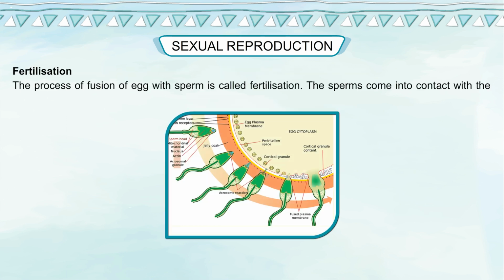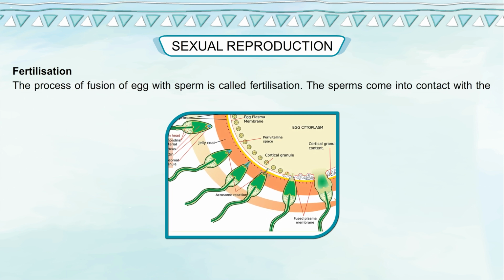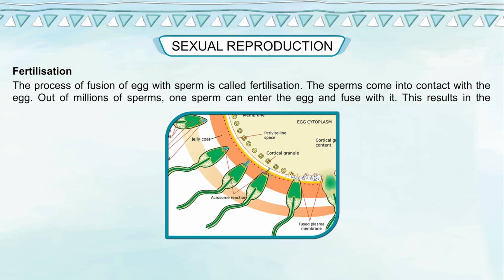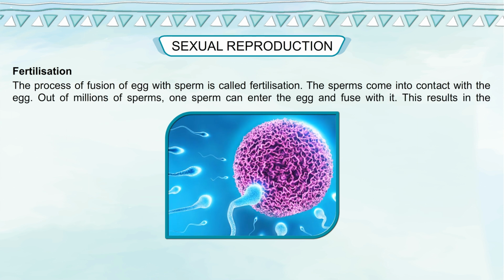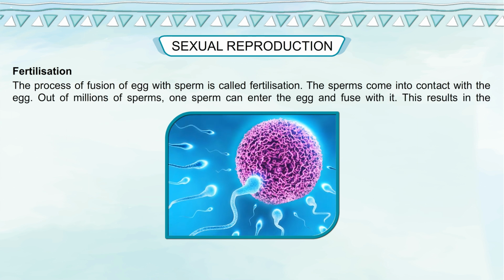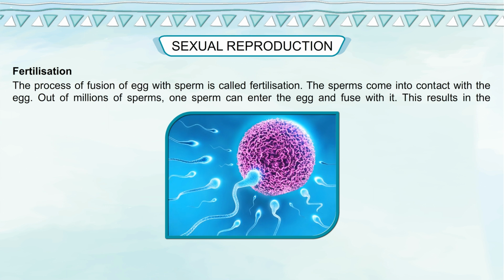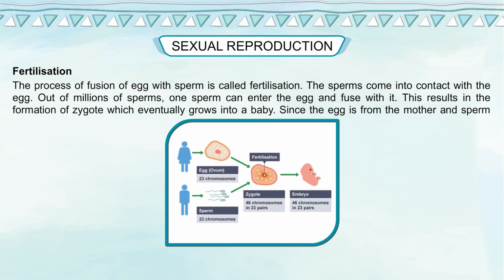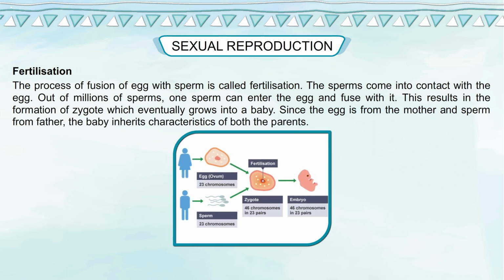Fertilization. The process of fusion of egg with sperm is called fertilization. The sperms come into contact with the egg. Out of millions of sperms, one sperm can enter the egg and fuse with it. This results in the formation of zygote, which eventually grows into a baby. Since the egg is from the mother and sperm from father, the baby inherits characteristics of both the parents.